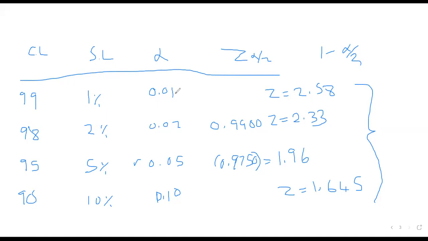By the way, this is just by dividing this by 100. So 5% divided by 100, our alpha is what? 0.05. And our confidence level is what? 95%. So 90%, plus 10%, 0.10.